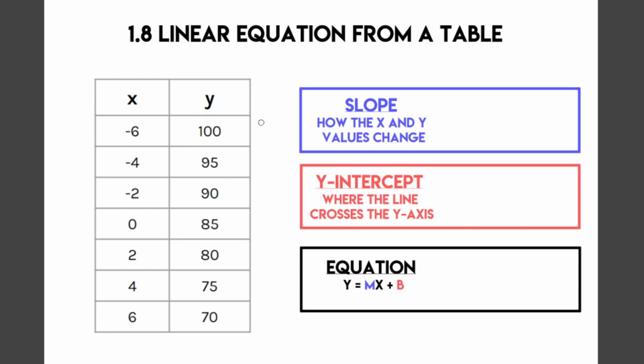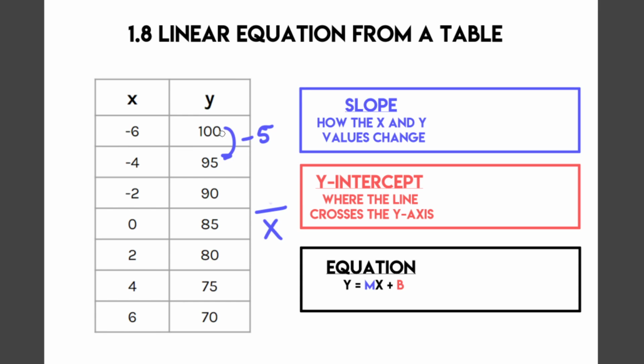So we're going to pick just 2 points. This point and this point. Once again, we're looking for my change in y over my change in x. My y value went down by 5, so that's going to be minus 5 for my y value.